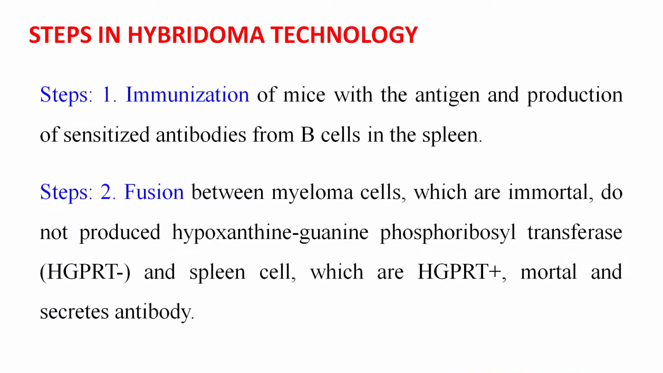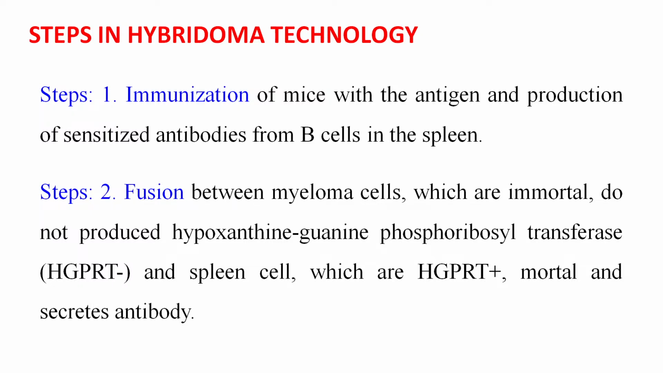So moving on to the steps in hybridoma technology. How is this fusion achieved, and how do we actually select the hybridoma cells? That is what we will be seeing now, and this entire technique was developed by the two scientists Kohler and Milstein. The first step in hybridoma technology is immunization of the mice. Whatever monoclonal antibody we need, specific to one single epitope, that antigen is introduced into the mice. This is known as immunization of mice with that specific antigen.